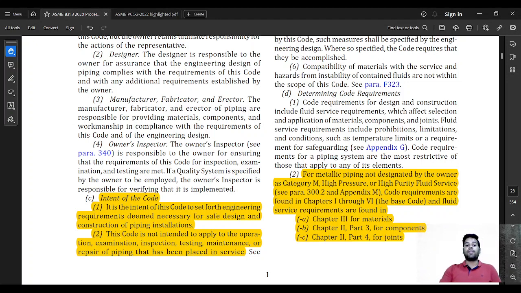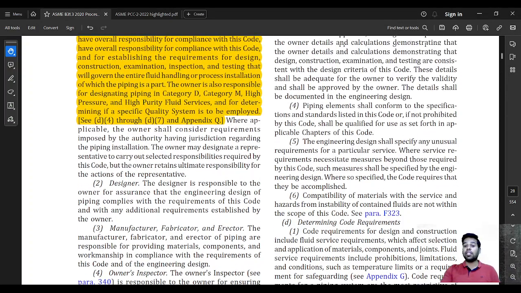It is the intent of this code to set forth the engineering requirements deemed necessary for safe design and construction of piping installations. This code is not intended to apply to operation, examination, inspection, testing, maintenance, or repair of piping that has been placed in service. So this is not for in-service piping systems. This is only for newly constructed piping systems. If the pipe goes into service, then API 570 is going to take precedence, because that code is for in-service examinations or in-service inspections.